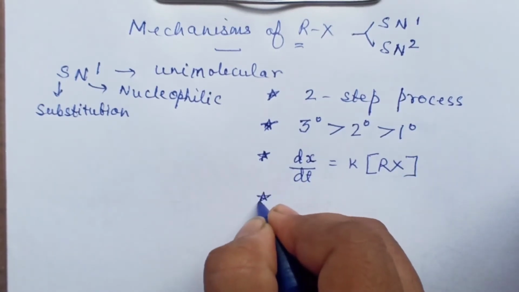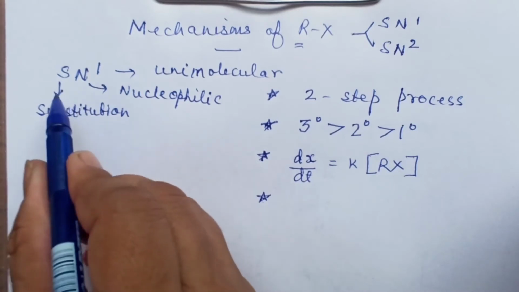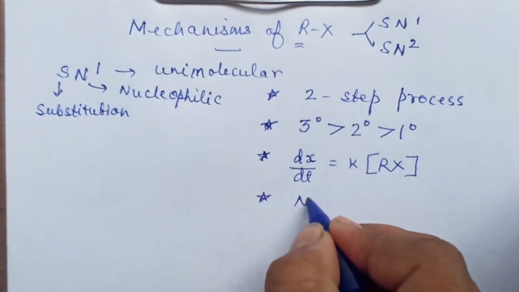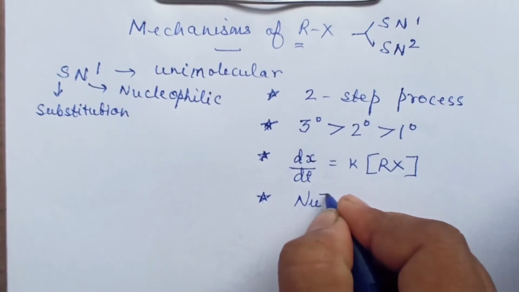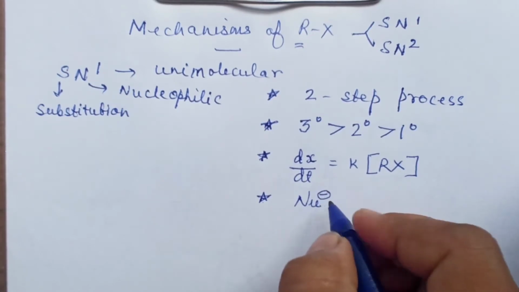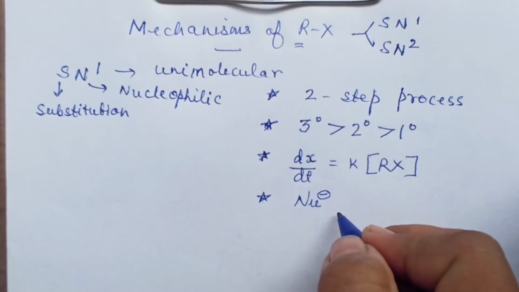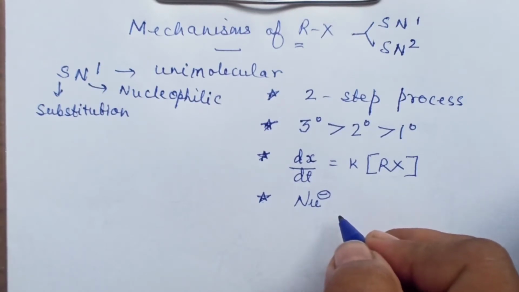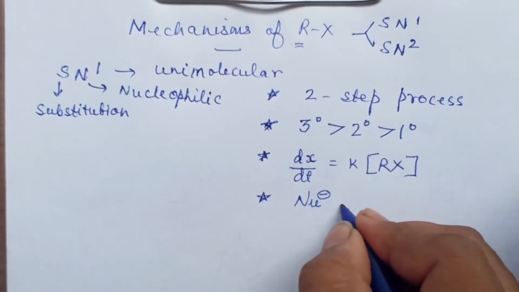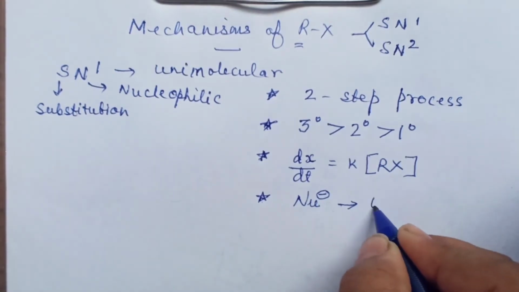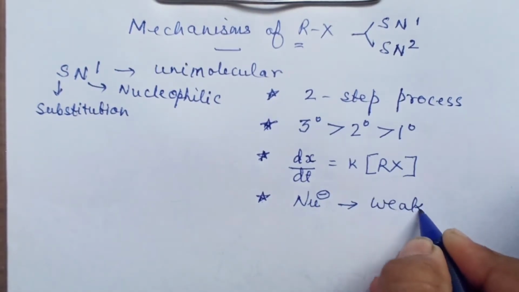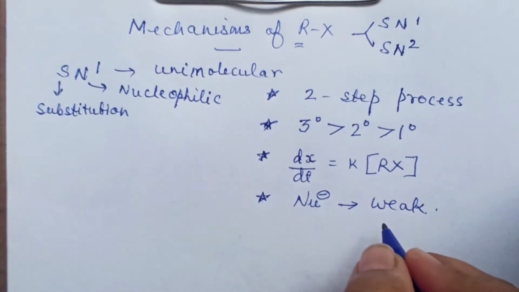Next point. The nucleophile which is approaching is a nucleophile. Nucleophile means nucleus loving, so this will have a negative charge or can have a lone pair of electrons. Anything which has a tendency to attract positive charge towards itself is a nucleus loving, positive loving species. The nucleophile in this case is weak.